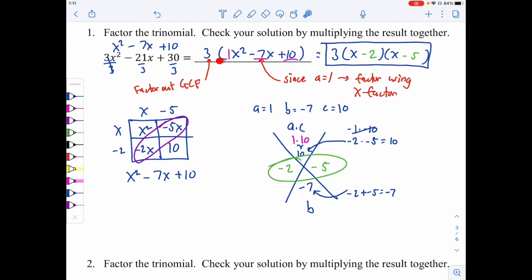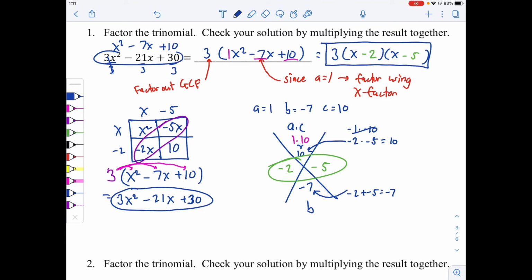That's what we got right there. We factored that. Well, remember the 3 in the front. That 3, we need to multiply it. 3 times x squared, we get 3x squared. 3 times negative 7x, we get negative 21x. 3 times 10, we get 30. So this is equal to what we started with right there. So that is correct.